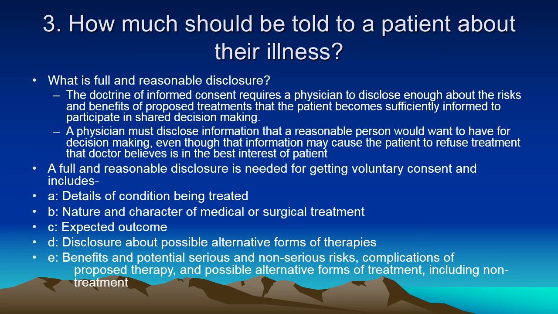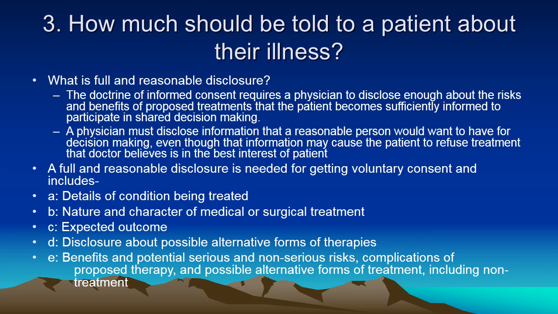So how much should be told to a patient? What is full and reasonable disclosure? We must understand this to address this question. The doctrine of informed consent requires a physician to disclose enough about the risks and benefits of proposed treatment that the patient becomes sufficiently informed to participate in shared decision making. Therefore, a physician must disclose information that a reasonable person would want to have for decision making, even though that information may cause the patient to refuse treatment that the doctor believes is in the best interest of the patient.